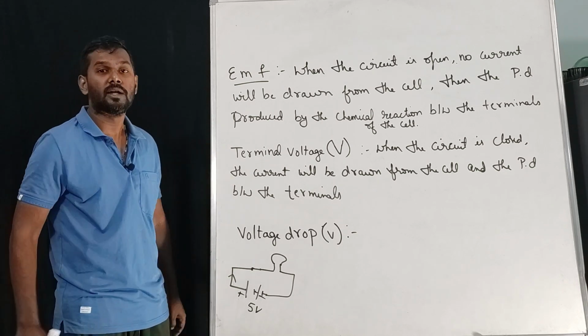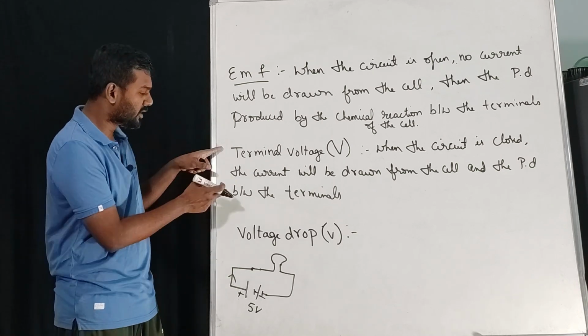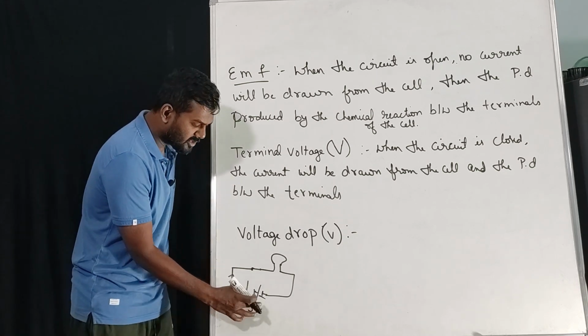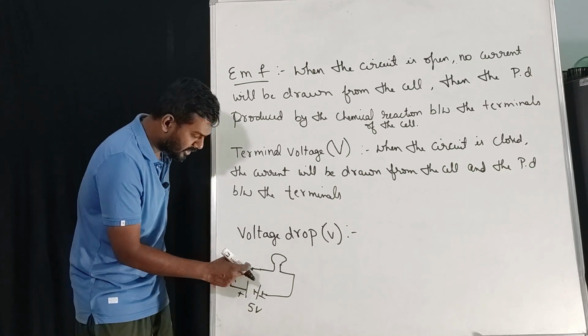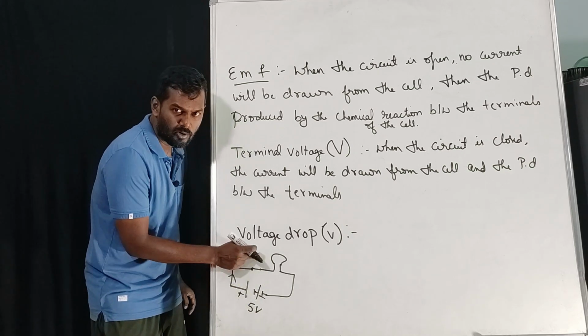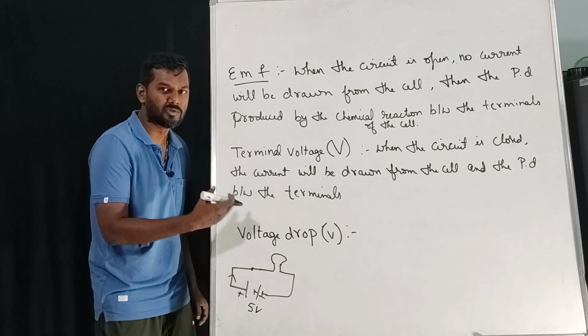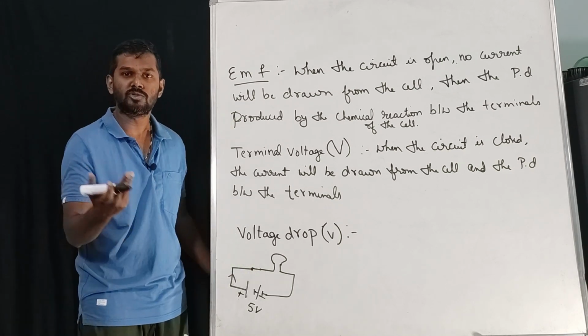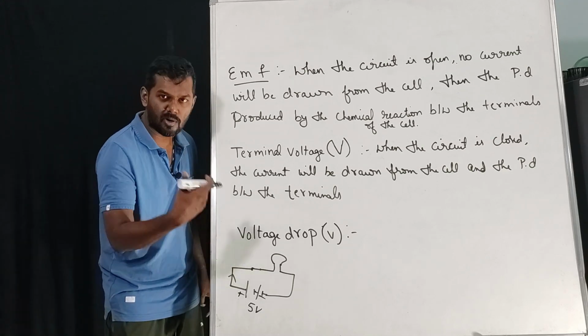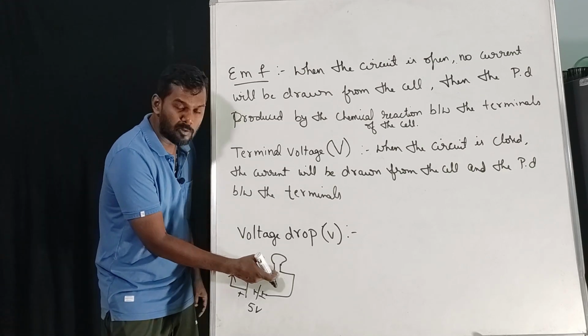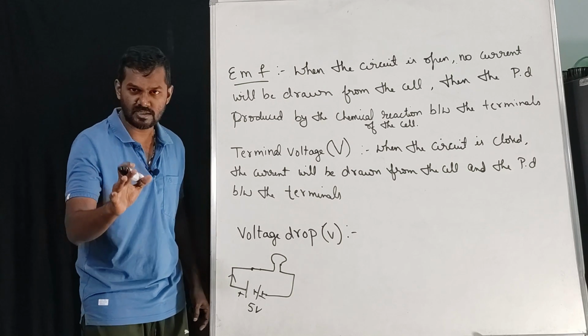That is nothing but terminal voltage. See how to understand in a proper way. This voltage from the battery is nothing but the EMF. When the circuit is closed, the current will be flowing. We know whenever we are using conductors, we are not using superconductors, right? We are using normal conductors, so normal wires, and this bulb will also have some resistance.